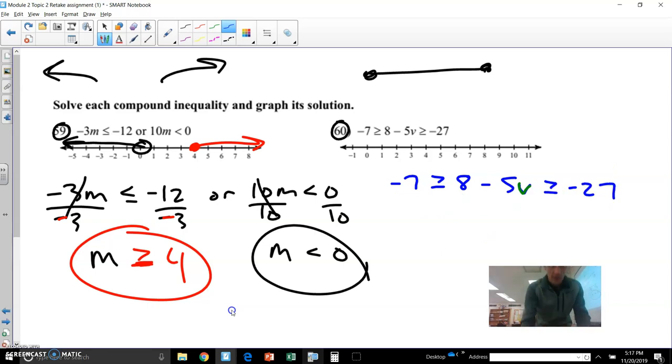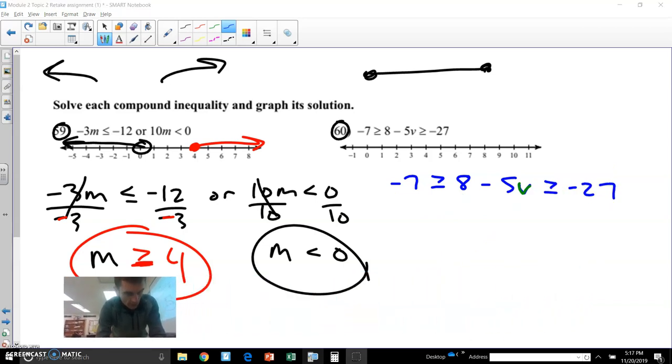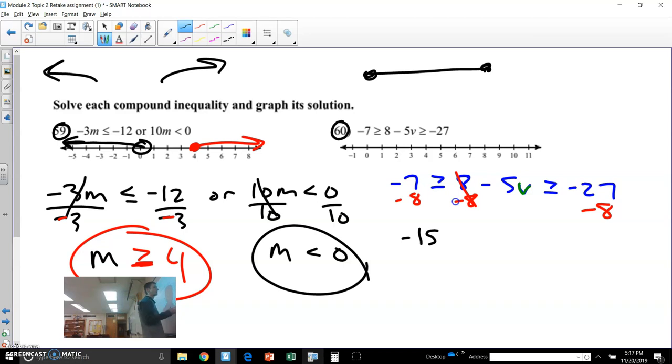So maybe you're thinking, or maybe you're not, that our thought process is maybe we could do those at the same time. So we could subtract 8, but instead of doing it just to one side, we could go in both directions at the same time. So negative 7 minus 8 is negative 15, greater than or equal to negative 5v, greater than or equal to negative 35.